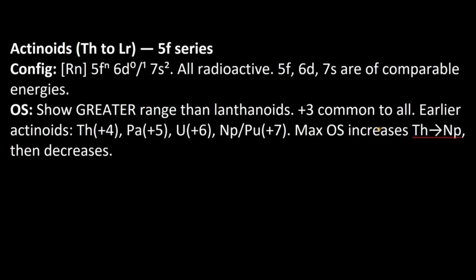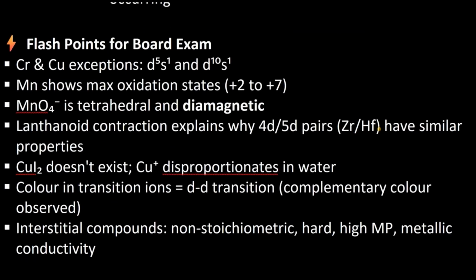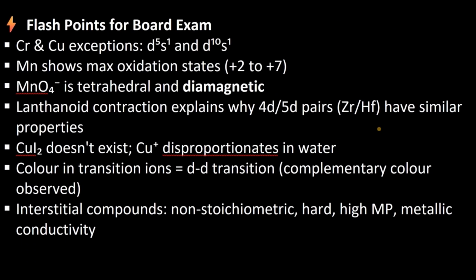Then actinides. Actinides again show actinide contraction, and they show a greater range of oxidation states. +3 is common to all. The maximum oxidation state increases from thorium to neptunium and then decreases. And all actinides are radioactive in nature. So these are the key differences between lanthanides and actinides, and the important points are also given over here.